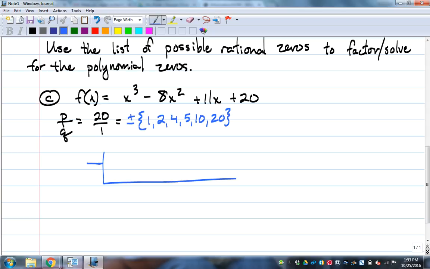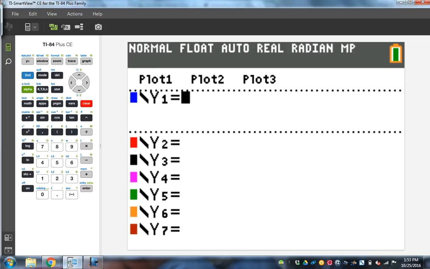So this is where the calculator comes in handy. I'm going to set up my synthetic division, and then use my calculator to help me find one of those that works. With my graphing calculator, I'm going to type that polynomial into y equals. I'll hit y equals, clear out anything in there, and type in the polynomial: x, caret symbol, 3, minus.